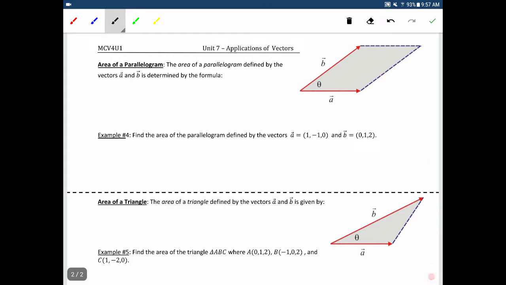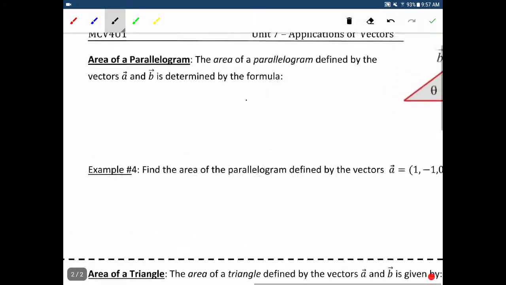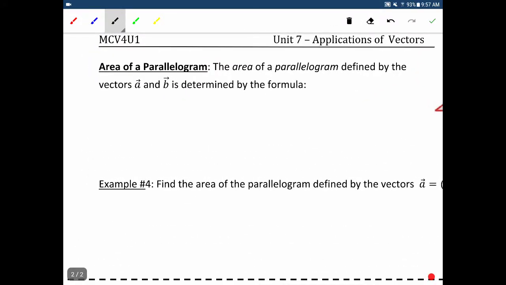So first of all, you can see this is the parallelogram created by the vectors A and B. If we're trying to find the area created by that parallelogram, it's actually fairly simple. It's just going to be the magnitude of the cross product. So we take the cross product of A and B, and we find the magnitude.